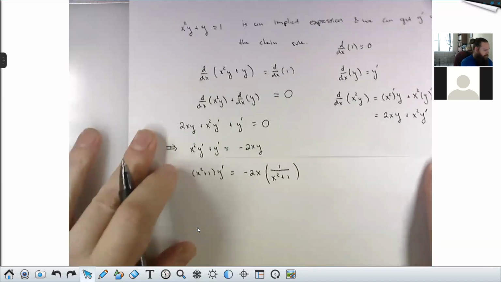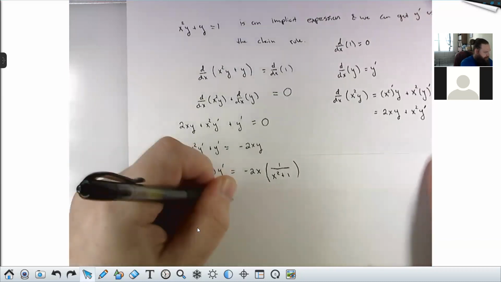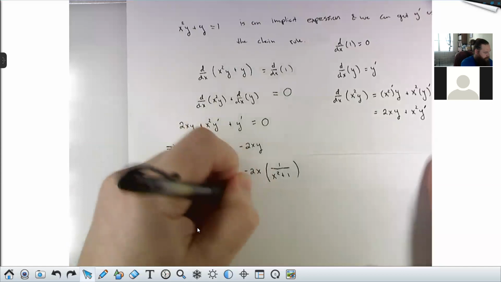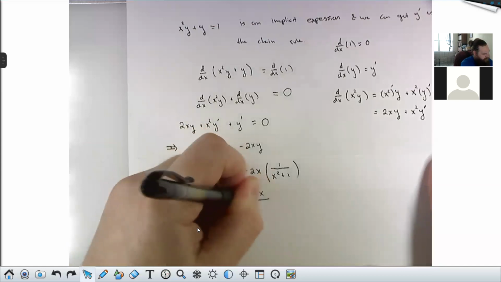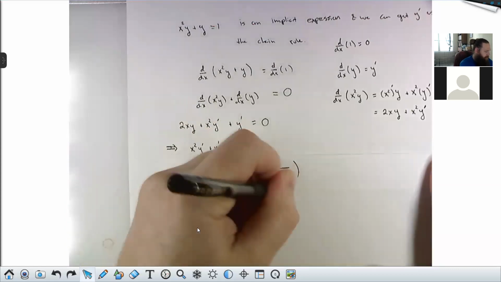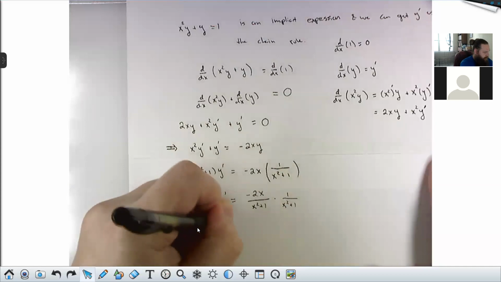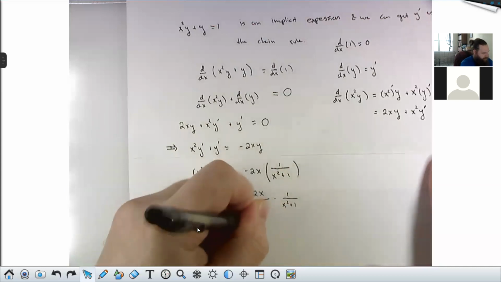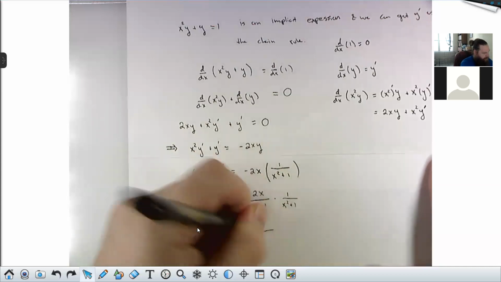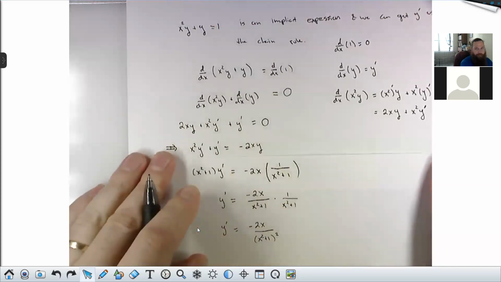And now if you divide both sides by x squared plus 1, you get y prime. I'll put the negative 2x up here. 2x over x squared plus 1 divided by x squared plus 1 is times the reciprocal of x squared plus 1. So again, we get y prime equals negative 2x over x squared plus 1 times x squared plus 1 is x squared plus 1 quantity squared. Same thing.